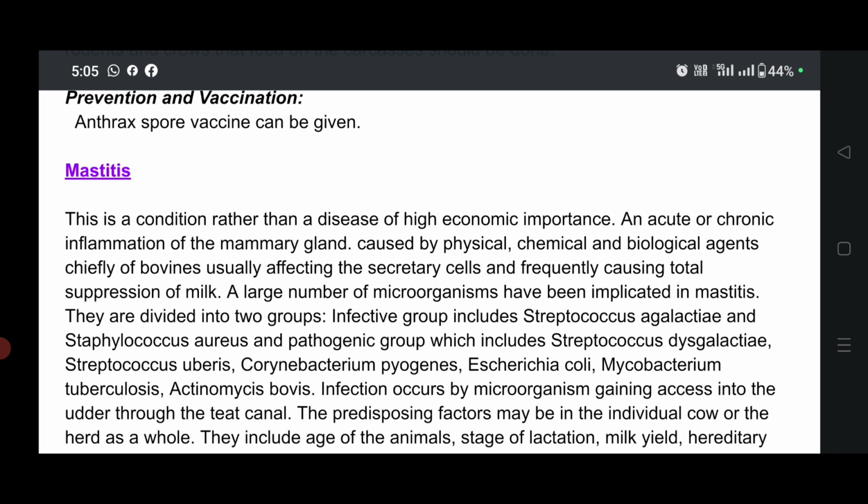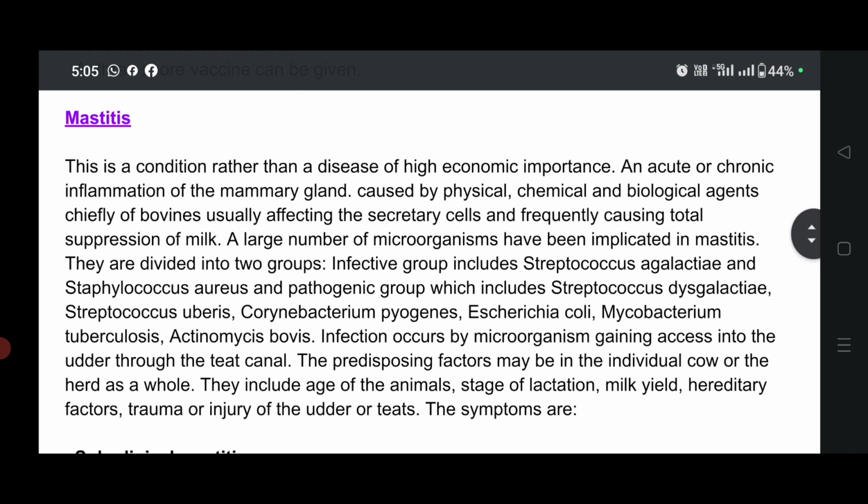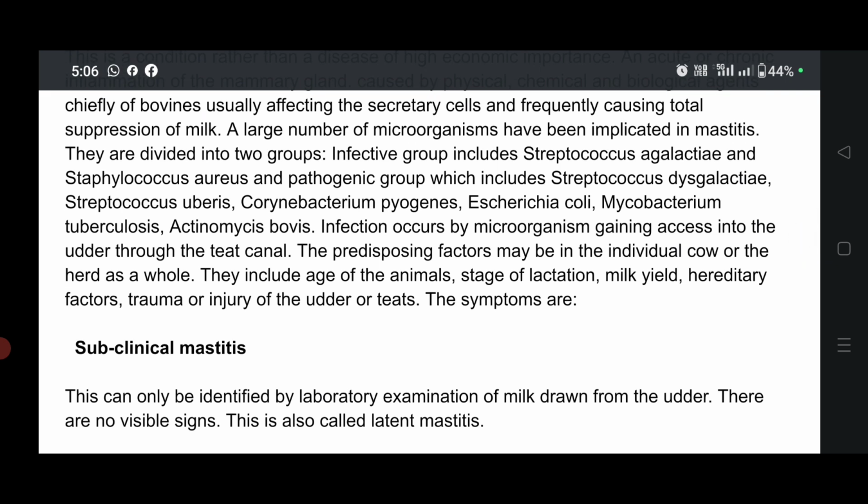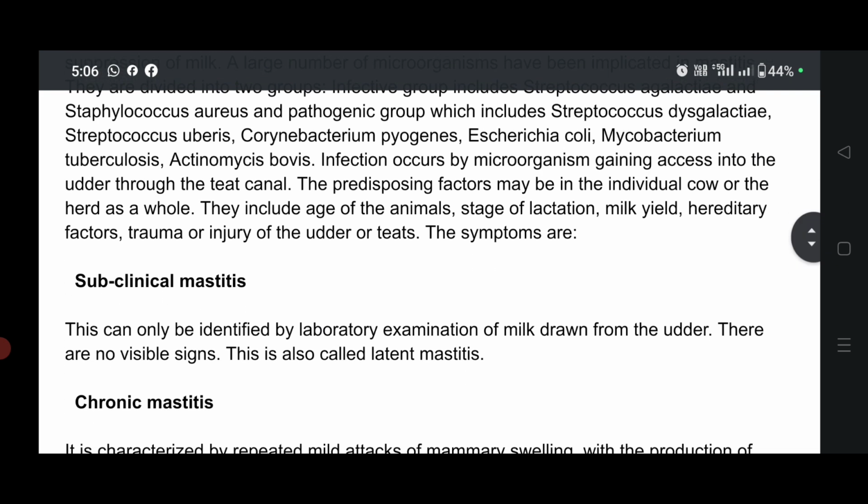Infection occurs by microorganisms gaining access into the udder through the teat canal. The predisposing factors may be in the individual cow or the herd as a whole. They include age of the animals, stage of lactation, milk yield, hereditary factors, trauma or injury of the udder or teats.